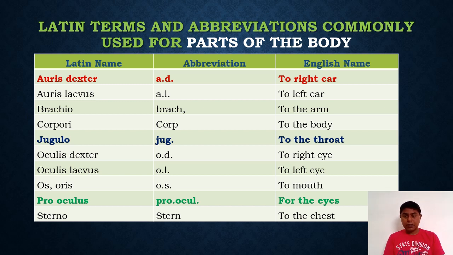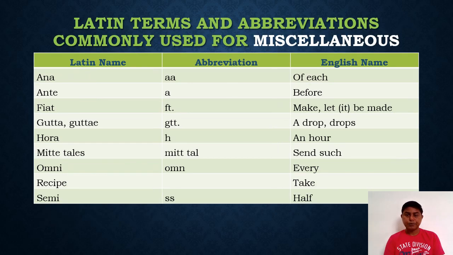Sterno, to the chest. Out of these, a few of the terms we can easily identify, like oculus, because we know those are used for eyes, but a few of the terms which we don't know, like jugulo or pro oculus, should be remembered. And auris dexter, to the right ear, is also important because most of the time in board examinations those are asked. Then some miscellaneous terms are also given in Latin.